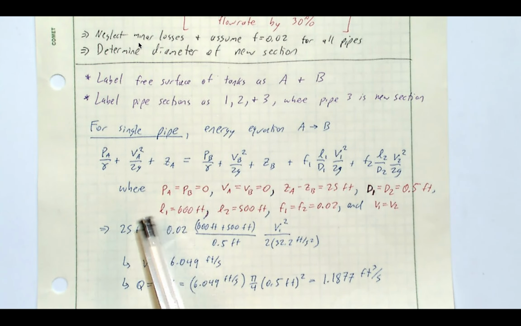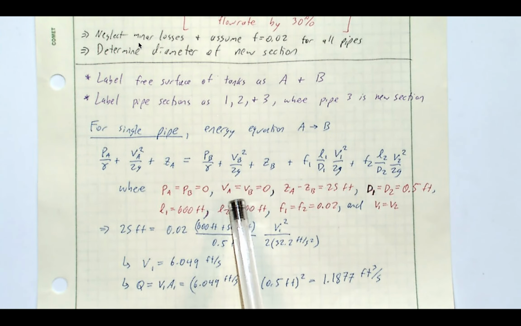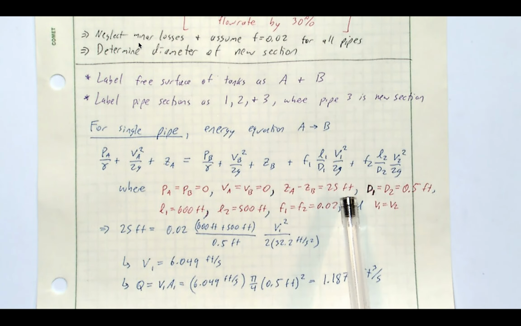Now some simplifications. Our pressure at A equals the pressure at B. They're both atmospheric. Our velocity at A and B are both 0 because these are big tanks. It's a negligibly small velocity at the free surface. The change in the height is given in the diagram there as 25 feet. That A is higher than B.